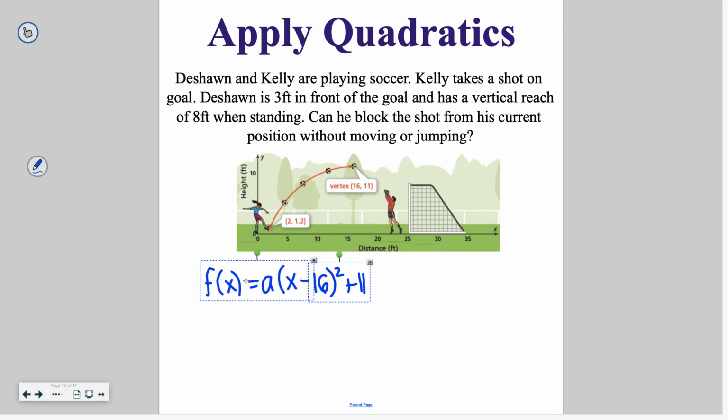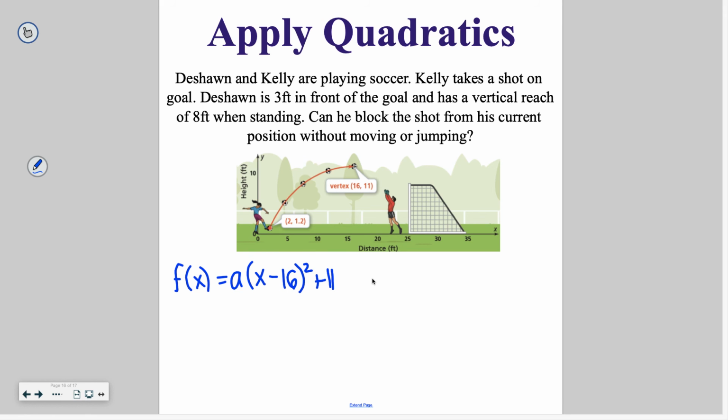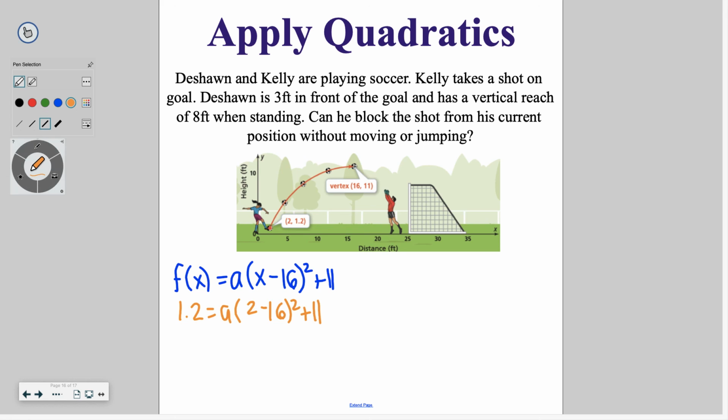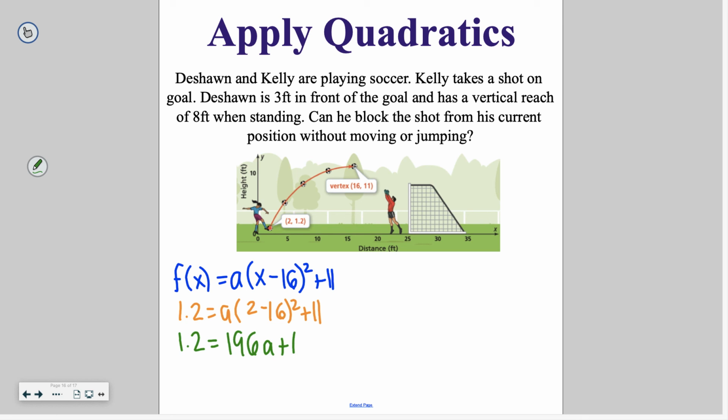Now the other point that it gives us is this 2 and 1.2. So I'm going to plug those values into the appropriate spot. So I'm going to say 1.2 is equal to a times 2 minus 16 squared plus 11. When I do 2 minus 16, I'm going to end up at negative 14. Negative 14 squared is 196. So I'm at 1.2 equals 196a plus 11.